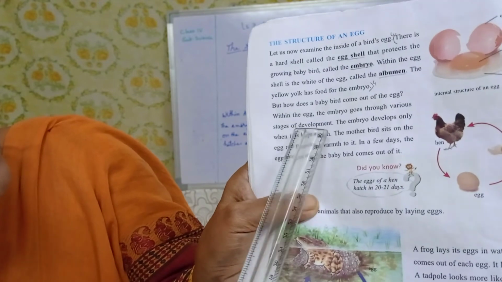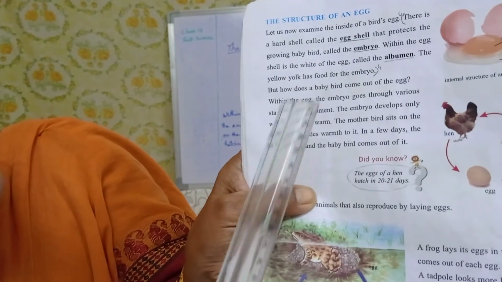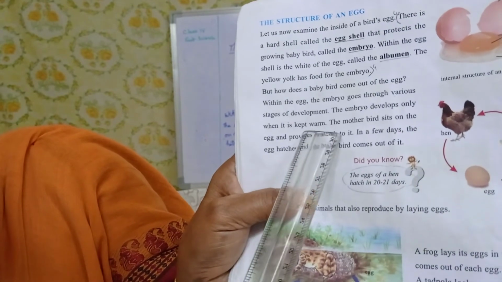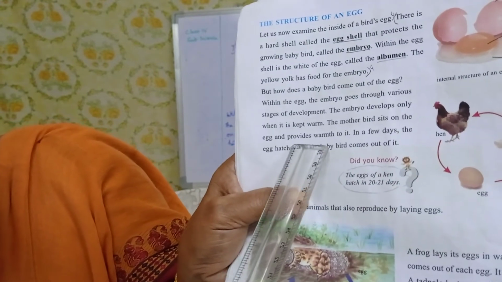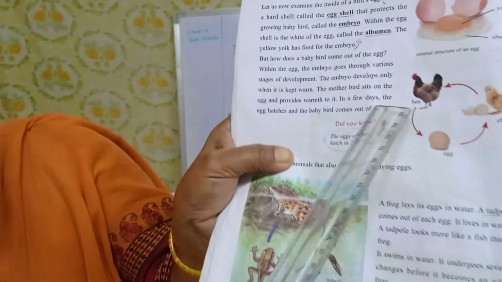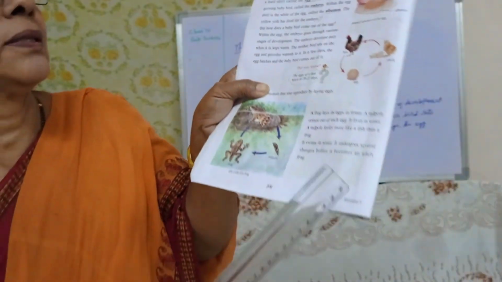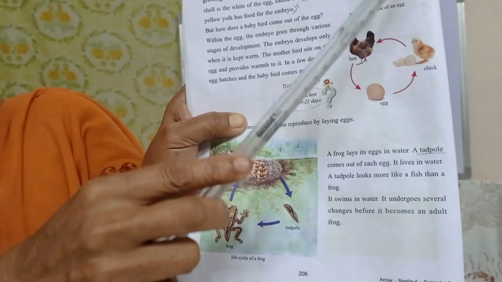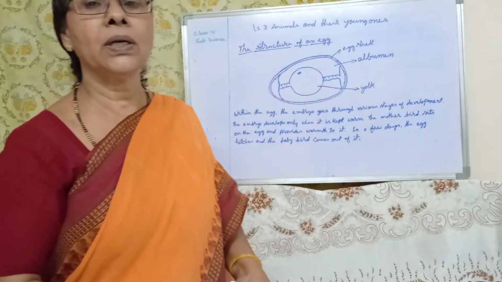But how does a baby bird come out of the egg? Within the egg, the embryo goes through various stages of development. The embryo develops only when it is kept warm. The mother bird sits on the egg and provides warmth to it. In a few days, the egg hatches and the baby bird comes out of it. You can see the process. Have a look and think it over, how it comes out.